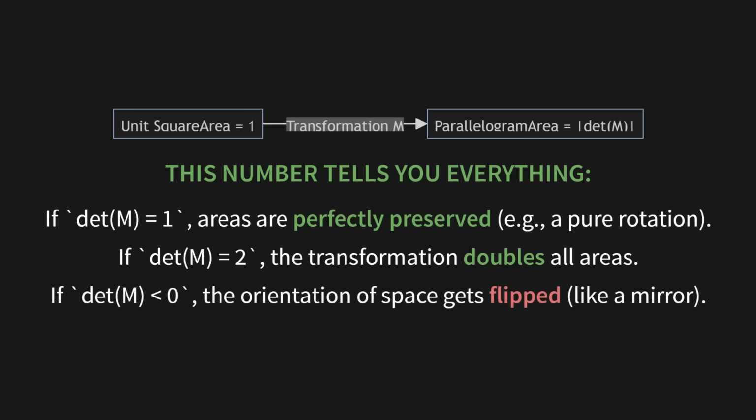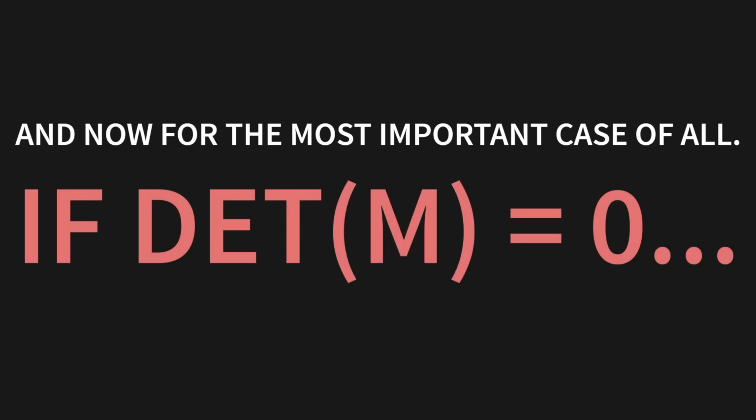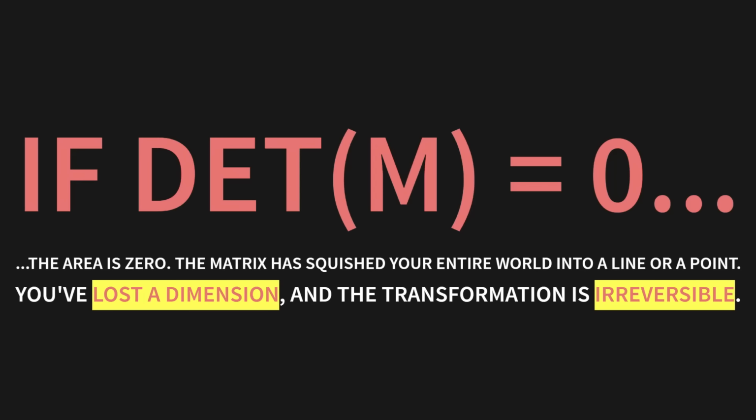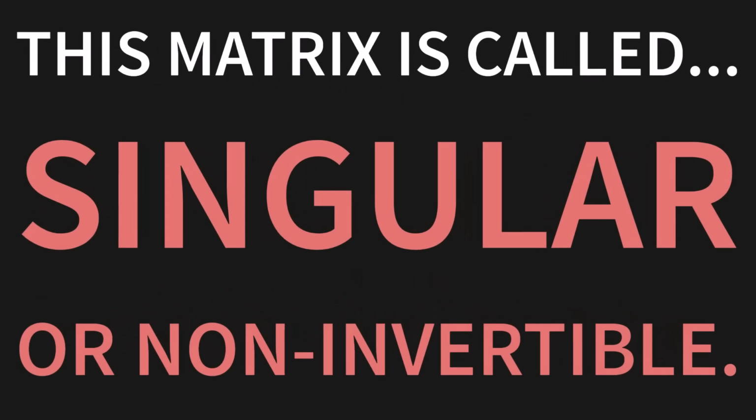And what if the determinant of M is less than 0, say -1? This means the orientation of space gets flipped. It's like looking in a mirror. And now, for the most important case of all. If the determinant of M is 0, the area is 0. The matrix has squished your entire world into a line, or maybe even just a single point. You've lost a dimension, and the transformation is irreversible. You can't go back. This matrix is called singular, or non-invertible.